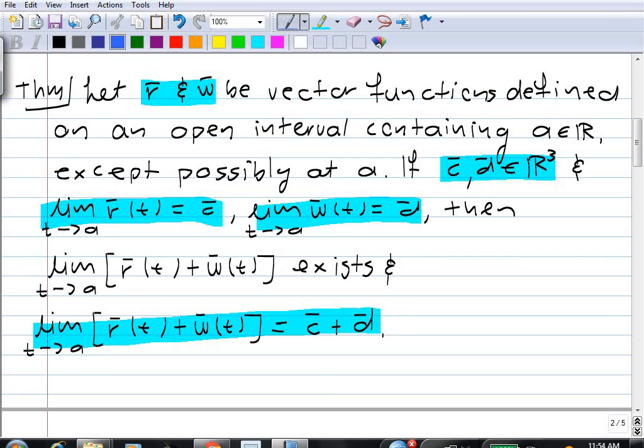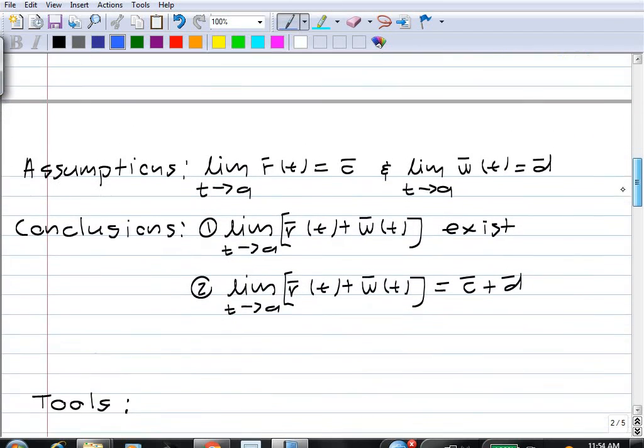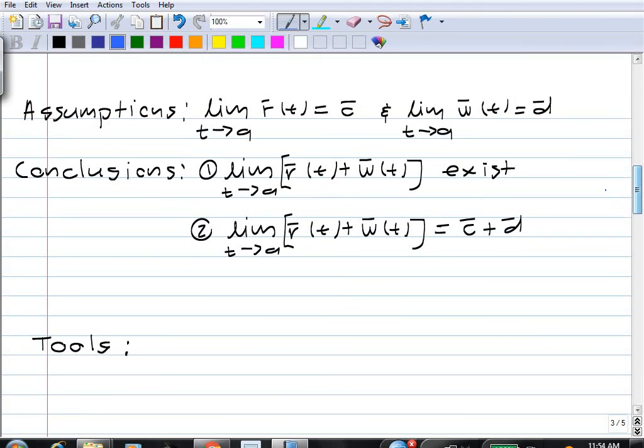So what we've got here is the limit as t goes to a of r of t, that's c, plus the limit as t goes to a of w of t, which is d. So this is a sum rule for limits of vector functions. And we're going to prove this using our theorem 1, which we showed a moment ago. So, we have a theorem to prove.